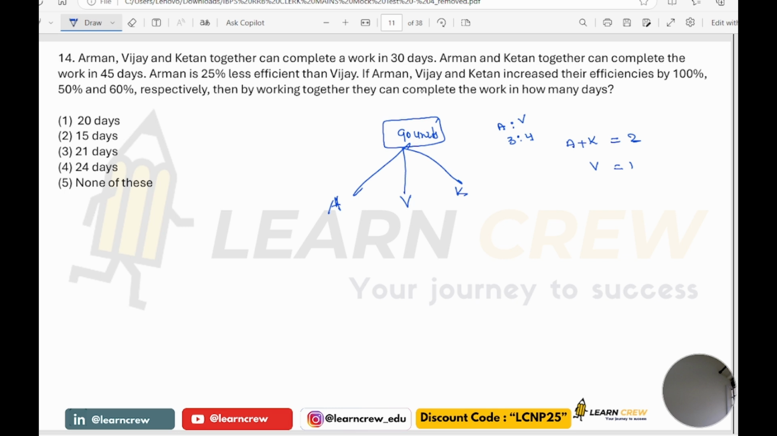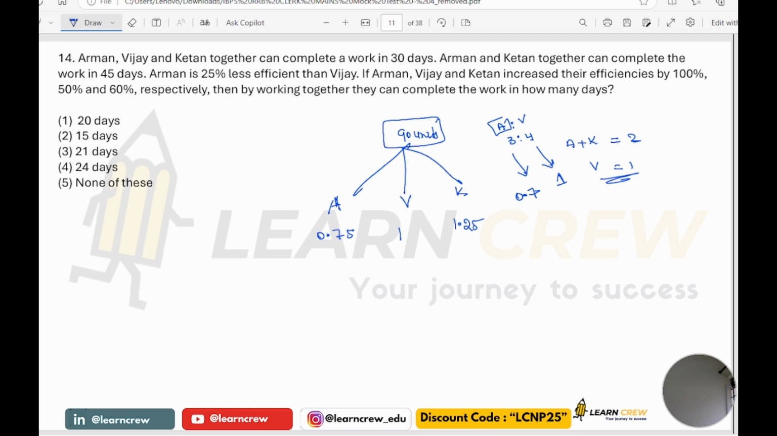Arman and Vijay increase their efficiencies. So please see here, number of days, work done, number of units. Vijay alone can do 1. If Vijay alone is doing 1, please understand the number of units done by Arman alone. If 4 is 1, 3 would be 0.75. So Arman is doing 0.75, Vijay is doing 1, so Ketan is doing 1.25.